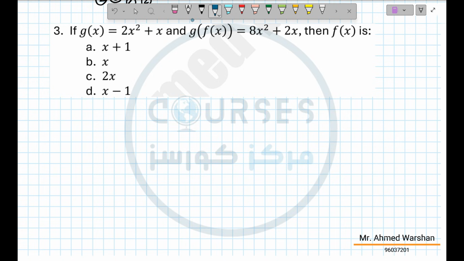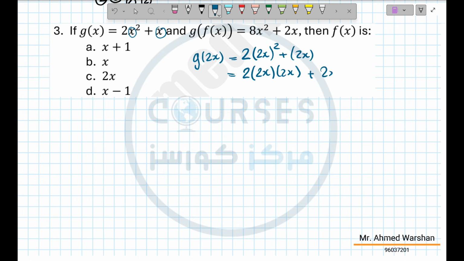It's c. So we're gonna find g of 2x. It means we're replacing each x with 2x. So this is gonna be 2 times, instead of x, we're gonna put 2x squared plus, instead of x, we're gonna put 2x. 2x squared, you can distribute the power 2 or you can just repeat it twice. So this is 2 times 2x times 2x plus 2x. 2 times 2 times 2, that's gonna be 8x squared plus 2x, which is indeed this one. So yes, the answer is C.